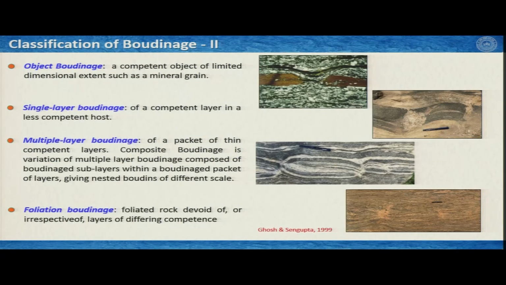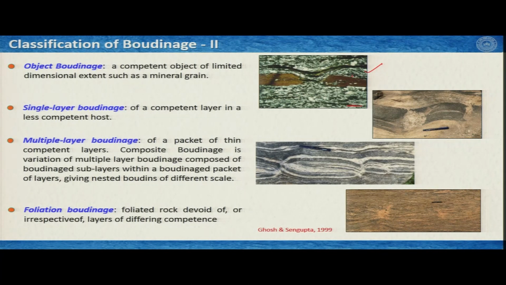Now, there is another classification scheme which is given by Ghosh and Sengupta in 1999, and they classified the Boudinage in 4 ways. One is object Boudinage, then single layer Boudinage, multiple layer Boudinage, and foliation Boudinage. Now, object Boudinages are some sort of a competent object, but of limited dimensional extent. So, you can think of a mineral grain or something like that, very small competent material undergoing Boudinage processes. So, here you can see an example here. This is the scale about 1 millimeter, and you see here this is a mica grain which underwent some sort of Boudinage processes.